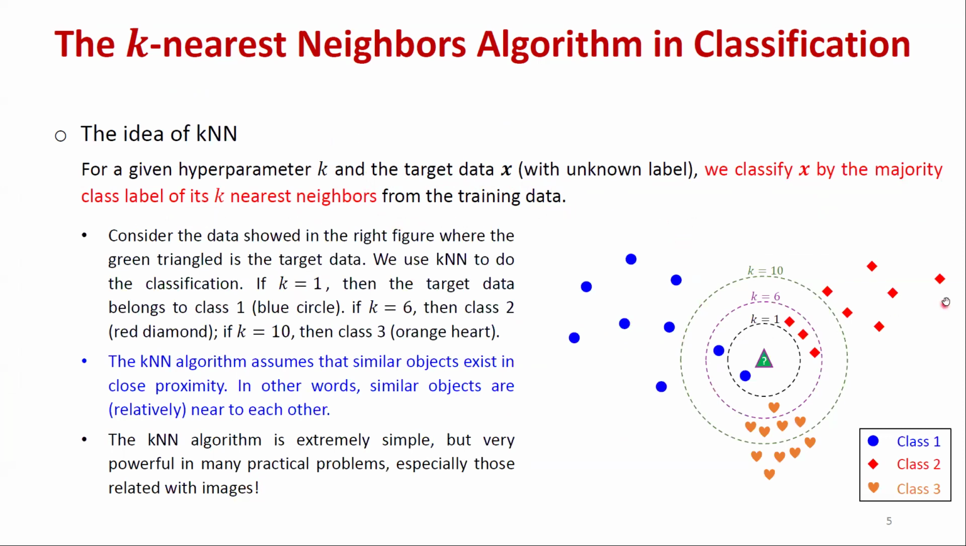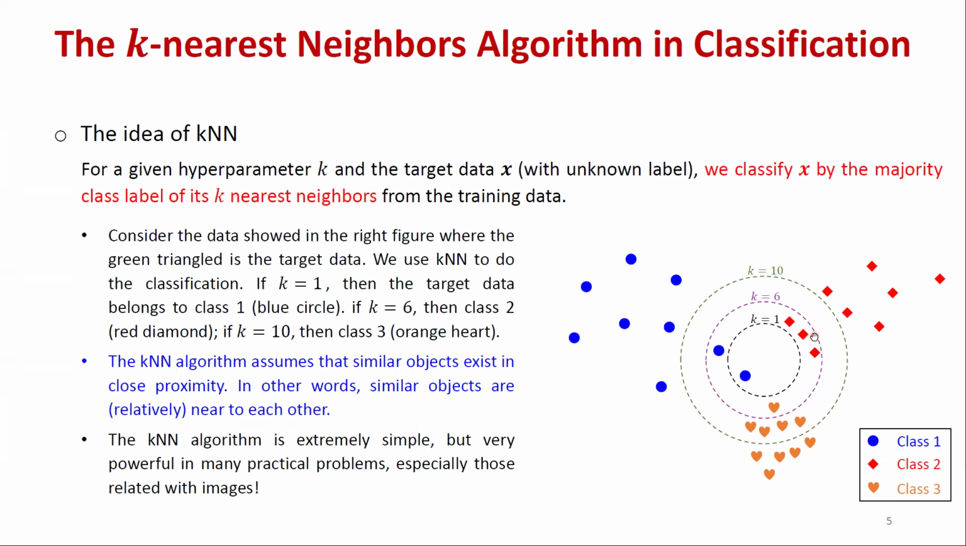What does it mean? Again, suppose, let me do the same thing with Zoom and cover it. Now suppose we have three groups of training data. The red diamond data is class 2, this orange heart data is class 3, and the blue circle data are class 1. These are all my training data. Of course, here I make it 2D to visualize it and make it easy to understand.